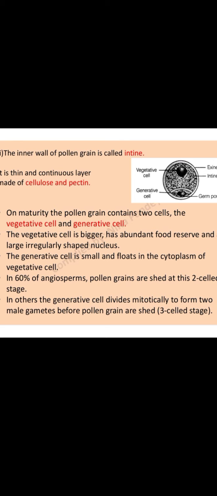It is bigger. It has more reserve food material, and one irregular shaped nucleus. The nucleus is not round, it is irregular shaped. The generative cell is small and floats in the cytoplasm of the vegetative cell.